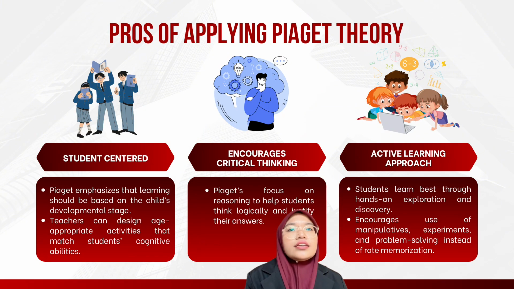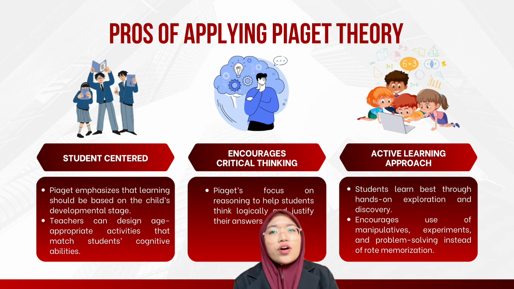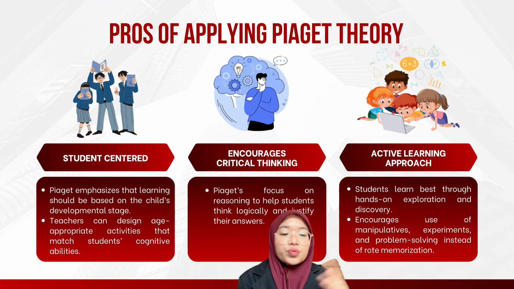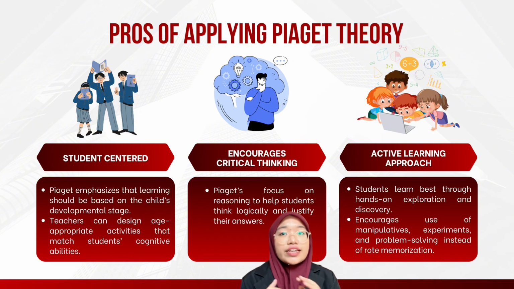Okay. Secondly, the theory allows teachers to design age-appropriate activities that match students' cognitive abilities. Okay, so for example, younger children who are in the concrete operational stage, from age 7 to 11, learn better when they manipulate real objects rather than working with abstract concepts. Meanwhile, older students, 12 years old and above, in the formal operational stage can handle abstract reasoning and hypothetical thinking. This helps prevent frustration and ensures that students engage at a level they can actually understand.